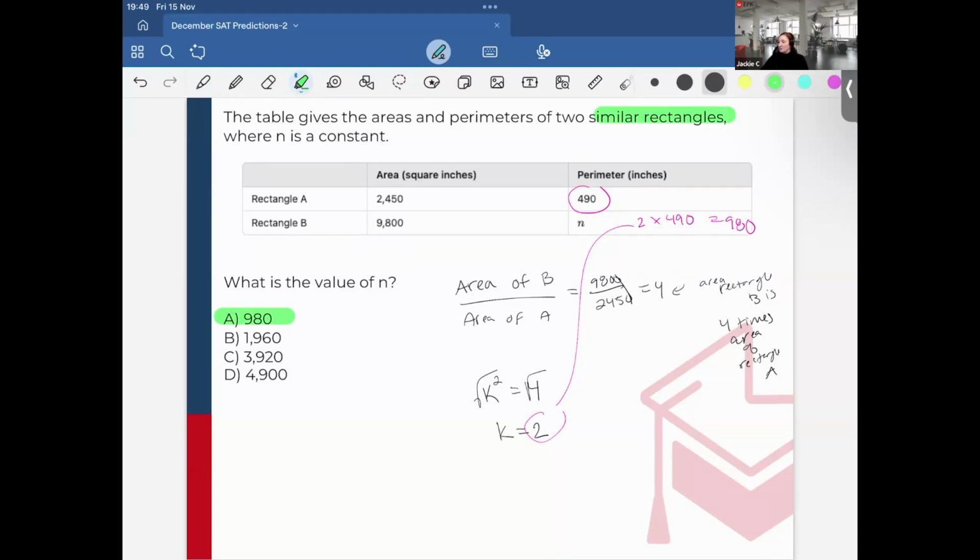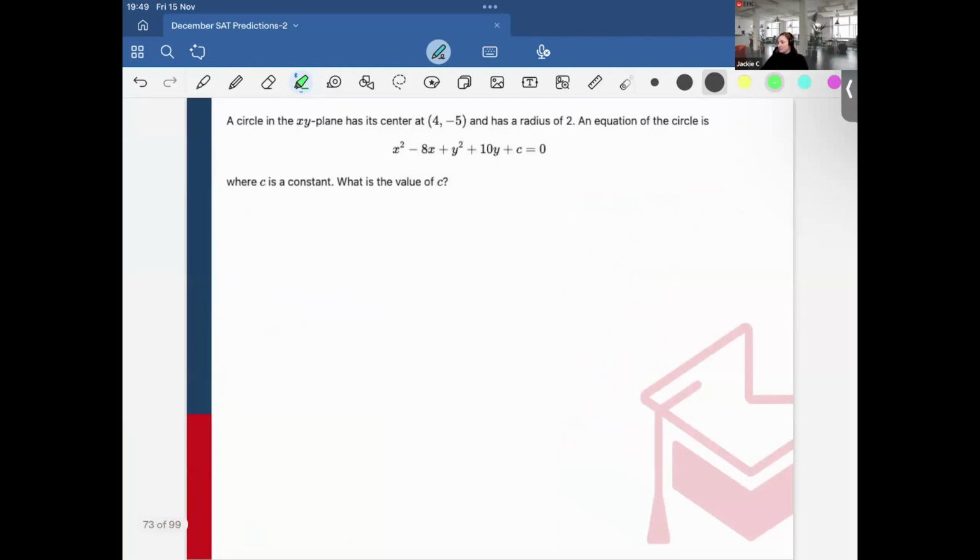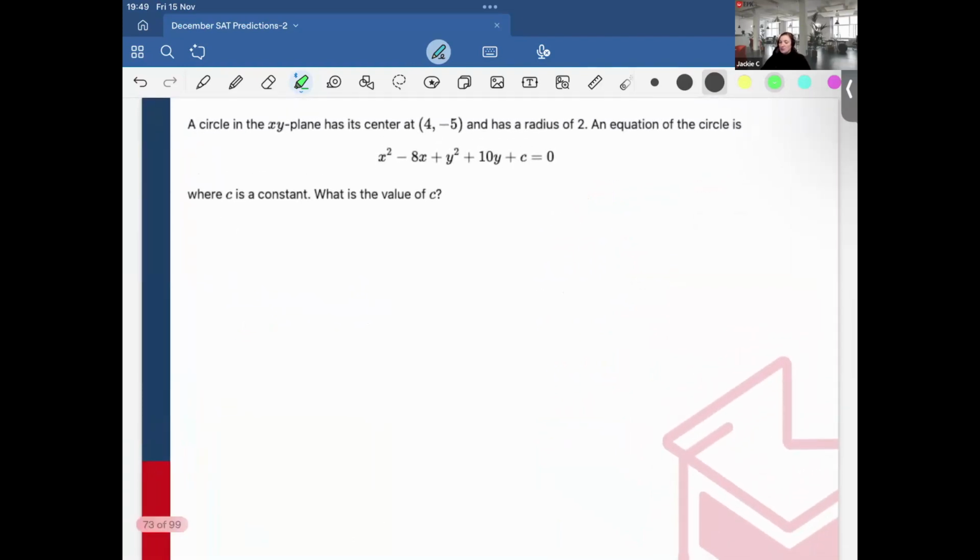Okay, and now moving into, oh my goodness. So here we have a circle in the xy plane that has its center at (4, -5) and has a radius of 2, and the equation of the circle is x squared minus 8x plus y squared plus 10y plus c equals 0, where c is a constant. What is the value of c?